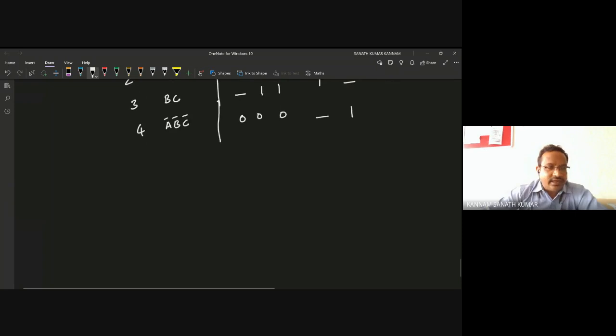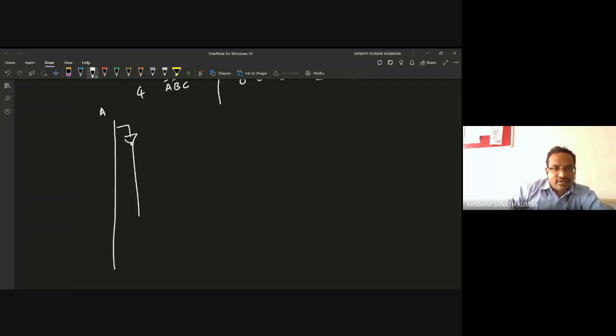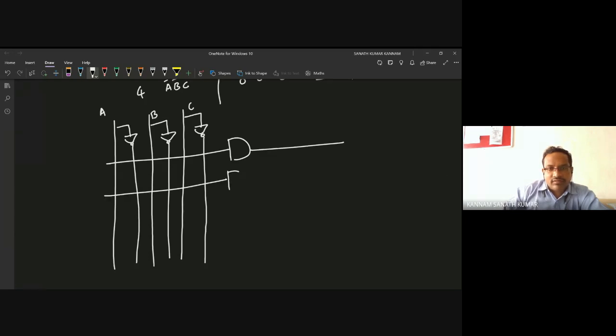So you can draw the diagram further. A inverted, A bar, B, B bar, C, C bar. Okay. So how many AND gates in total do you have? 4 product terms. 4 AND gates you need to draw.